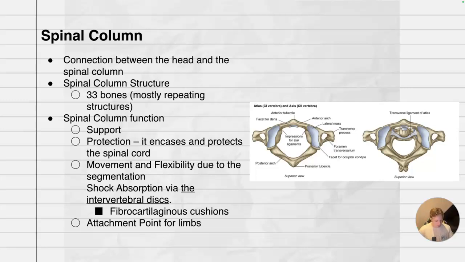The basic structure of the spinal column is to help provide support and protection. That's a common feature of all bones. So if you know what bones do, you should be able to know that. And then obviously the repeating units provide a little bit of movement and flexibility. So just write repeating units. But then the vertebral discs also provide that cushion as well. The fibrocartilaginous cushions, to be specific.